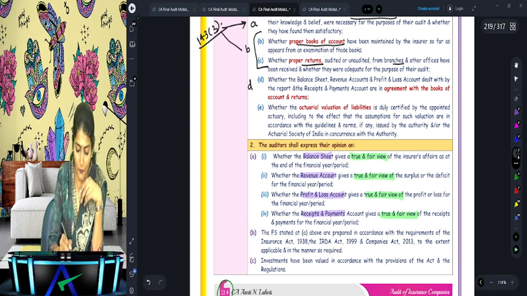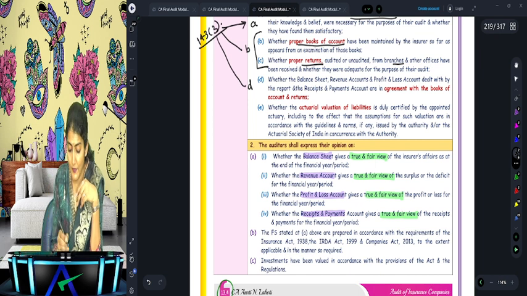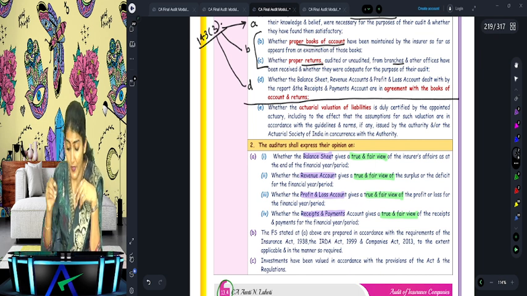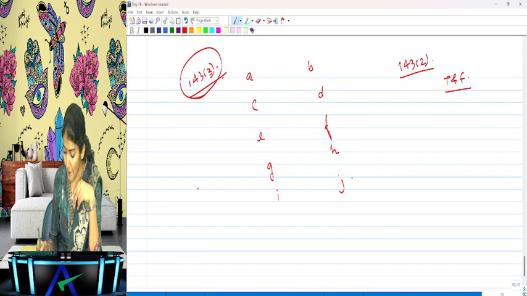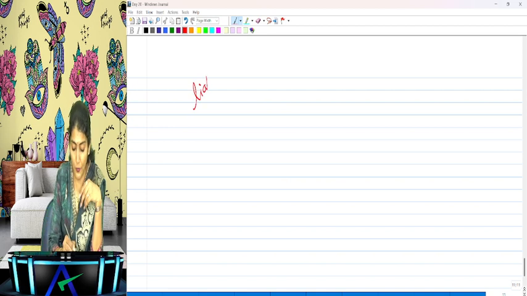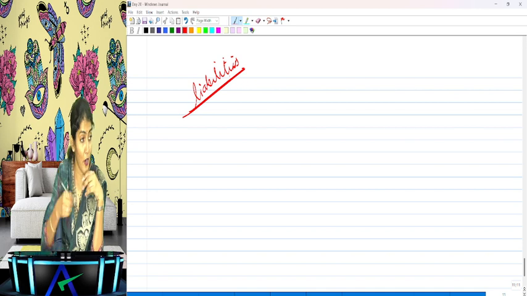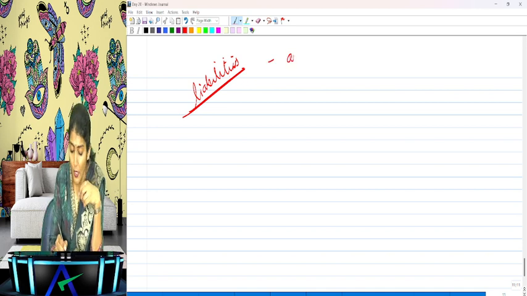That comes under 143.3d. And then you have a different point over there. What does it say? That the insurance company's liabilities, how much outstanding liabilities they have, are required to be certified by whom? Who has to certify this? The actuary has to certify.